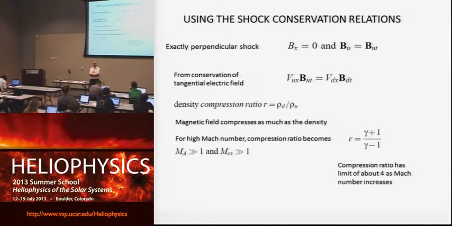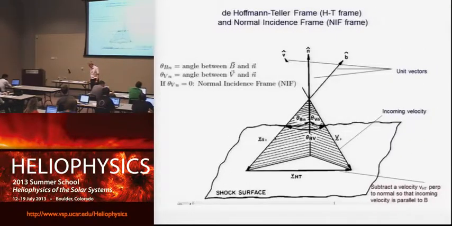Yes. As the speed changes by that amount, so must the field and the density. That's right, for the exactly perpendicular shock. But as you go to oblique, it changes a bit, but you still find a limit.